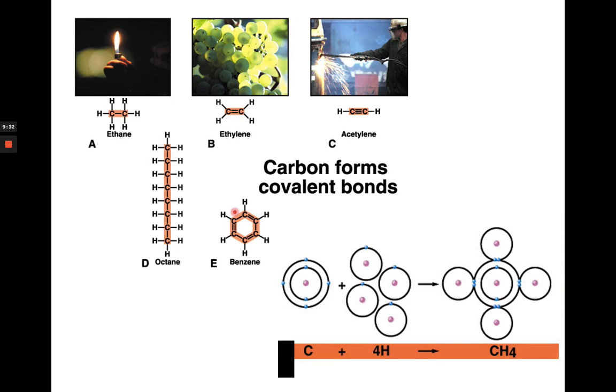And so this is why we're just doing a little overview here. Here are some other molecules. Here's octane. And again, if you just look at every carbon in that structure, it's bonded 4 times. Here's a benzene molecule. Benzene is actually a carcinogen.